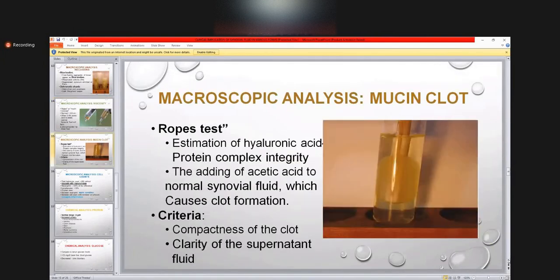Okay. The rope test is for the estimation of the hyaluronic acid and protein complex integrity. As I have discussed, we should check the compactness of the clot and the clarity of the supernatant. If the supernatant fluid is clear and the clot is compact, it means this is the normal test, right? And it occurs in normal synovial fluid, and it means that there is no disease.